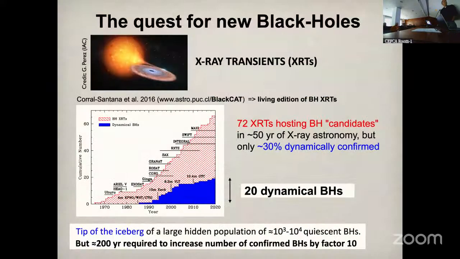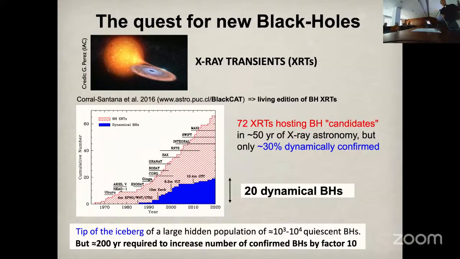now is basically to enlarge the population of black hole X-ray transients. These systems are discovered through X-ray outbursts, so there are not that many that we know. You can see here a histogram of the discovery rate of black hole X-ray transients. In 50 years of X-ray astronomy, we have discovered 72 X-ray transients, but only a third of these systems have been confirmed as dynamical black holes.